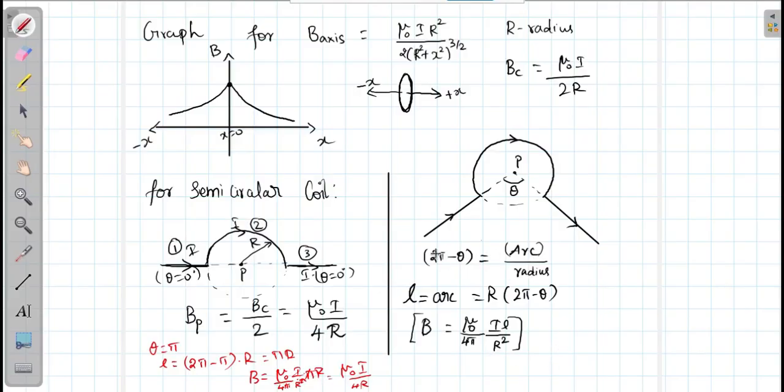So you just remember this formula. Just take 2 pi minus theta. So this is for any case, right, sir? Yes, any angle. If the angle is 30 degree, 60 degree, whatever it may be, you just use this formula.